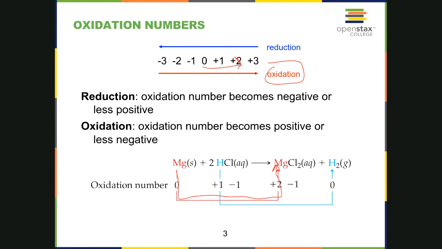Now going to the blue marker. When I go from +1 to 0, I'm going to the left on my number line. I'm going from +1 to 0, and that makes it a reduction for the hydrogen. So we know that for the hydrogen, it's a reduction. And for the magnesium, it's going to be an oxidation.